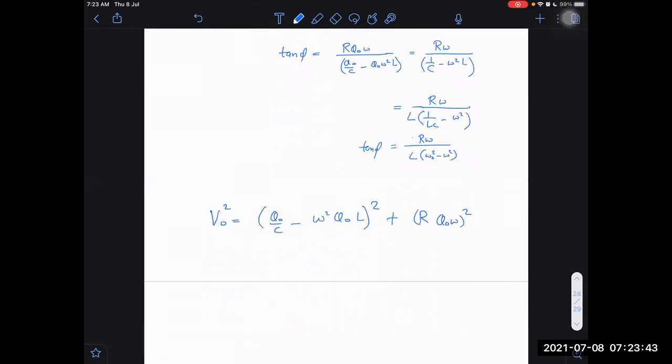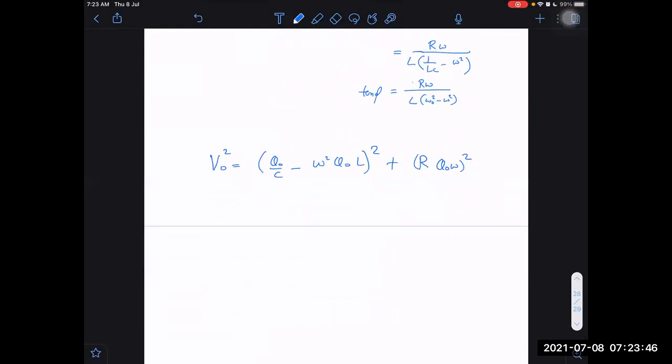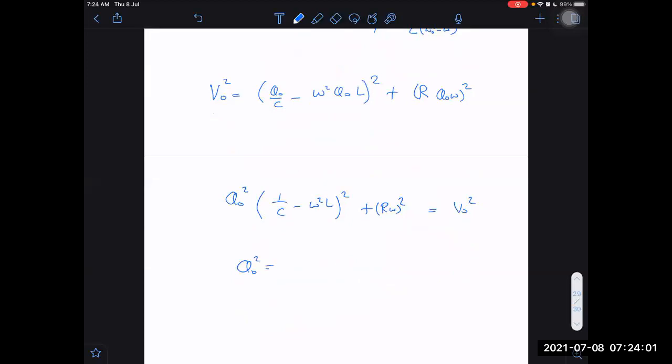Then from here I can get Q naught. How to get Q naught from here? From this equation, take Q naught square common. We will be left with (1 by C minus omega square L) whole square plus (R omega) square is equal to V naught square, or Q naught square is equal to V naught square upon (1 by C minus omega square L) whole square plus (omega R) square.